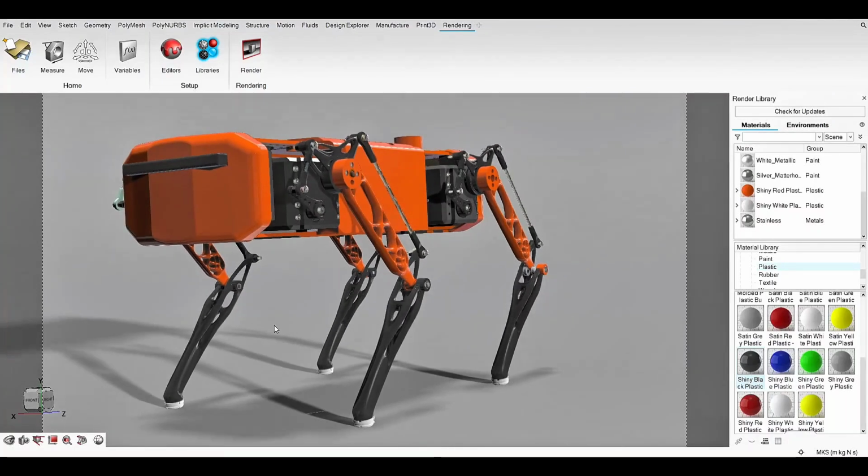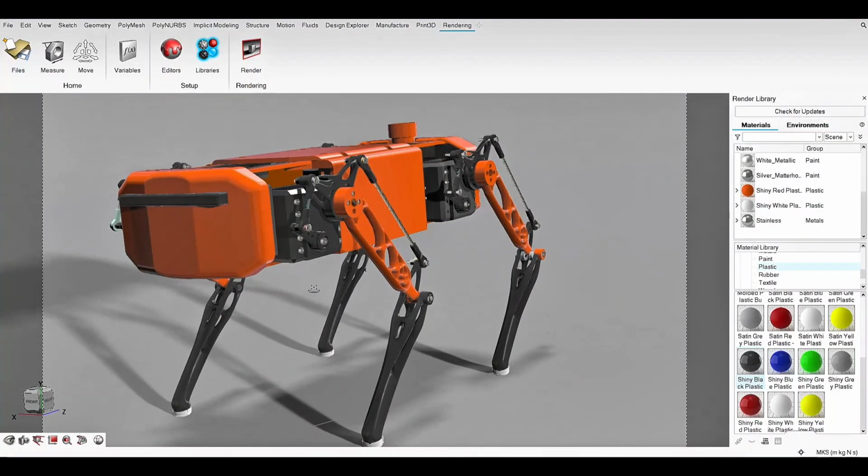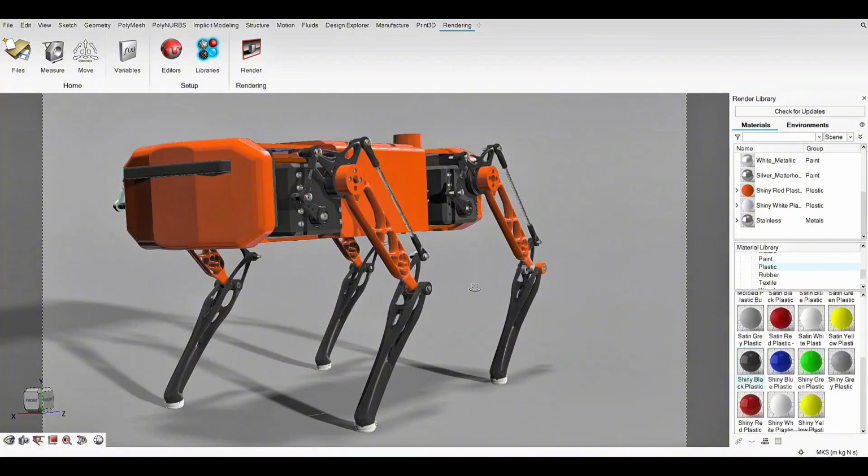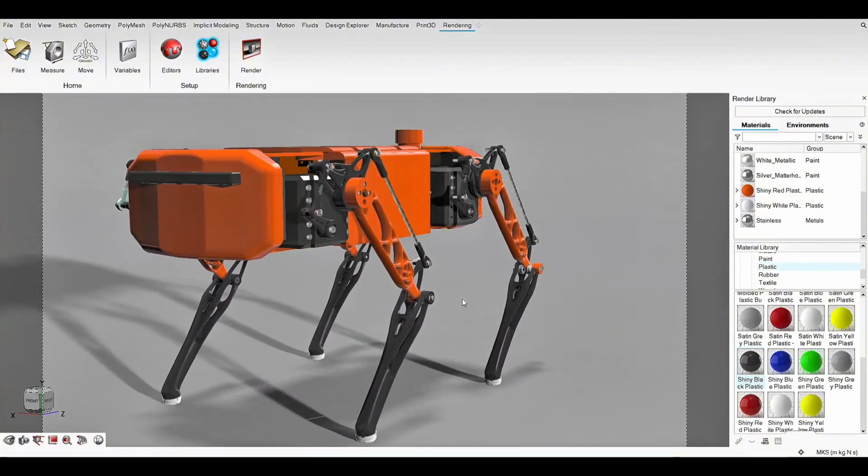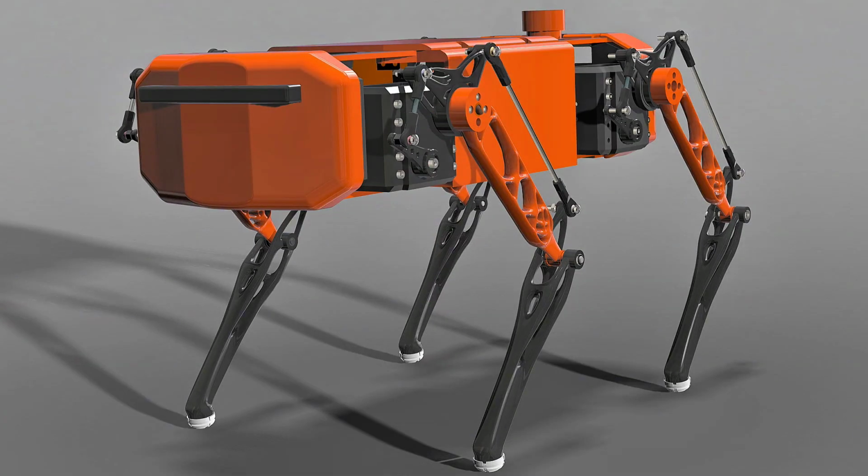I then proceeded to render the final design assembly. This shows that the optimized design not only lightens the robot legs, making it more efficient and stable, but the organic geometry of the Polynom also enhances the overall aesthetics of the robot.